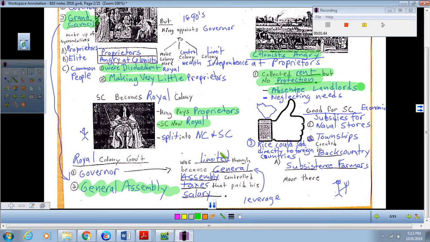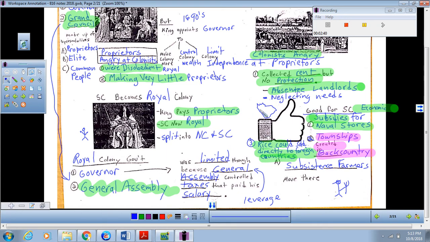Perhaps most important is the economic benefit that the Carolinas received because of this. Because of this, they started to receive subsidies or extra payments for naval stores. And another direct economic benefit was rice that was on the enumerated list could now be sold directly to foreign countries. Another benefit, which is not quite economic, was townships were created in the backcountry, which paved the way for the settlement of the backcountry by beginning the establishment of government there. These townships attracted subsistence farmers.